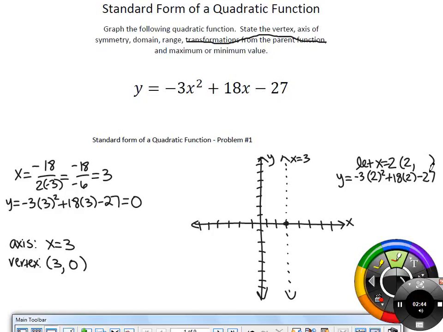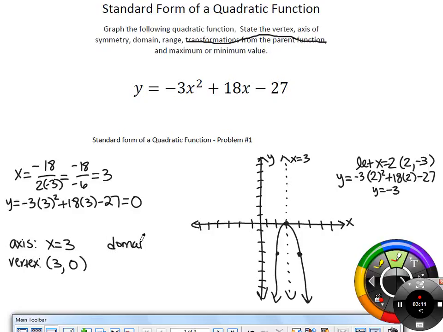Okay. So again, you have to be careful about following order of operations. When you do this, you should get negative 3. All right. So 2, negative 3, and the mirror image of that point on the other side. And then you can see what our parabola should look like. Okay. So we've listed the vertex on the axis of symmetry.